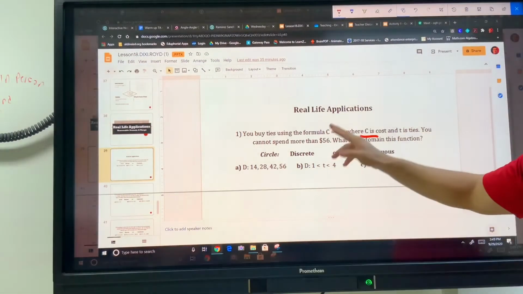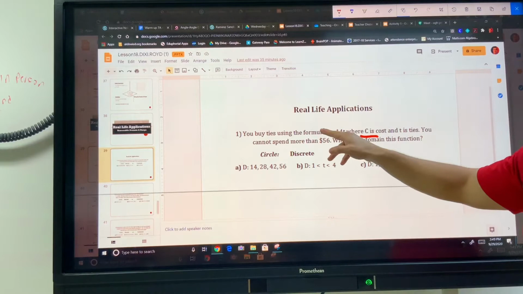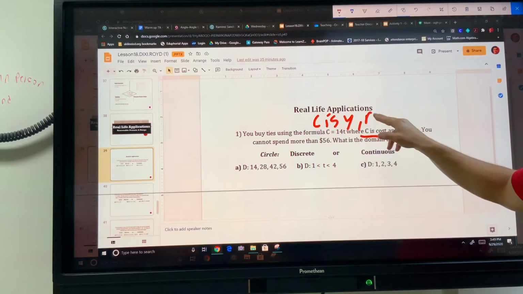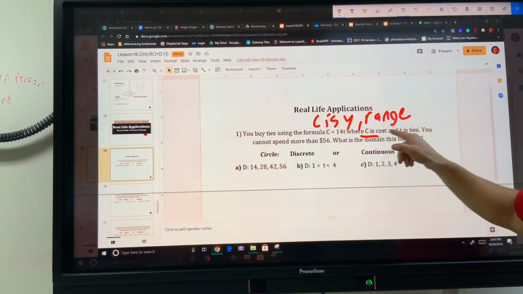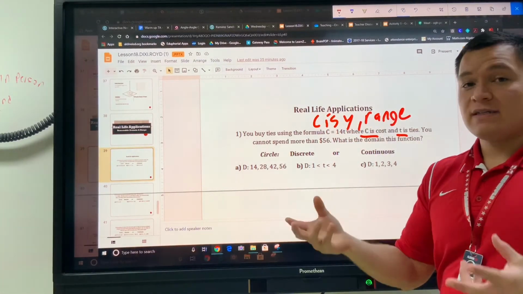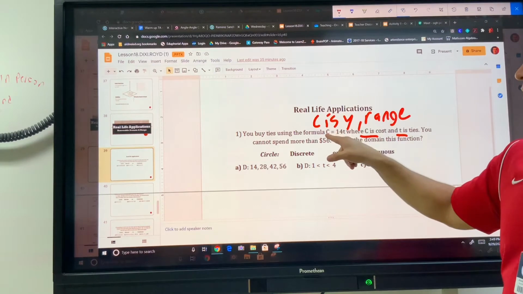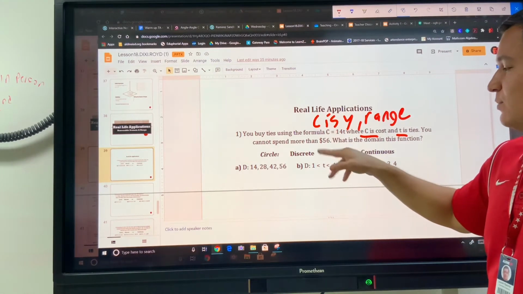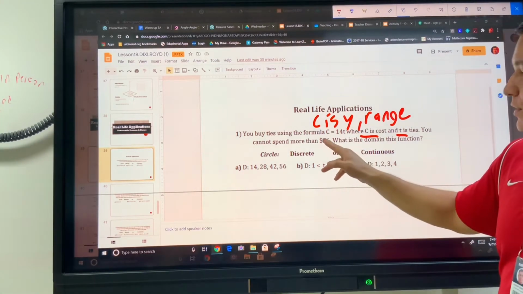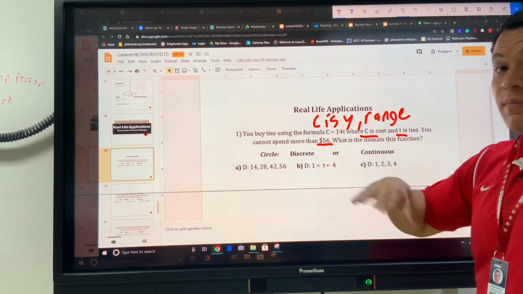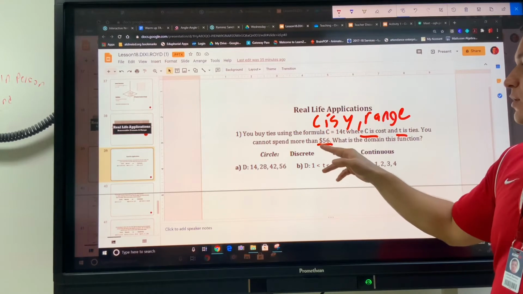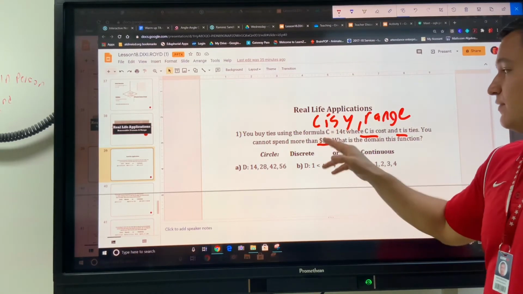C is the cost. Cost is the output, which means it is the answer. C is Y, which means it's the range. T is here, where how many ties you're buying is going to change how much the cost is. But we know that we can't spend more than $56. So what I would say we should do is, if we know that we can do 56, and that's the maximum that we can spend, then we can subtract $14 each time. The most we can buy is $56.